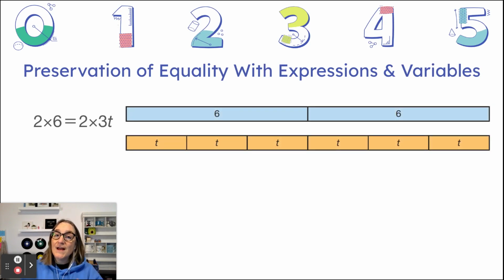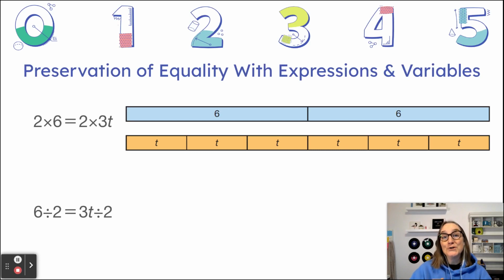And the way we model that is by showing 2 6s and 2 sets of 3t. So 2 times 6 equals 2 times 3t. I'm sure you could have predicted that I was going to move to division next after I did addition, subtraction, and multiplication. So here it is.